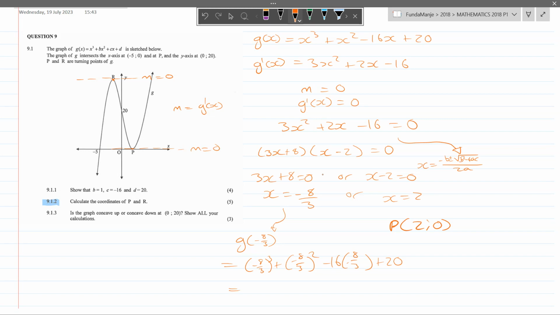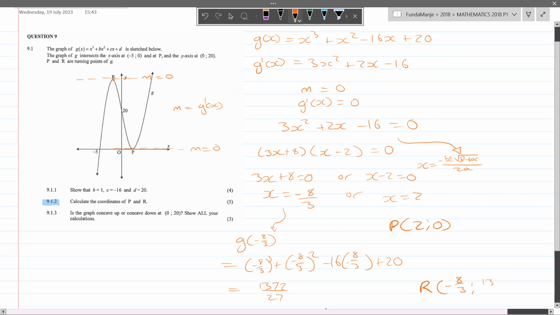And putting this in, you get 1372 over 27. Then those are your coordinates for R. So that's minus 8 over 3 and 1372 over 27, like that. Those are your 2 coordinates.